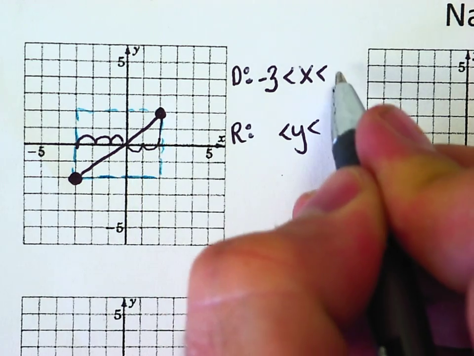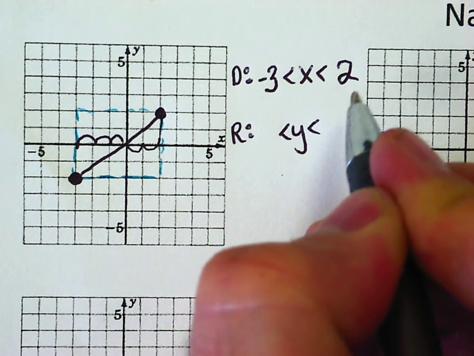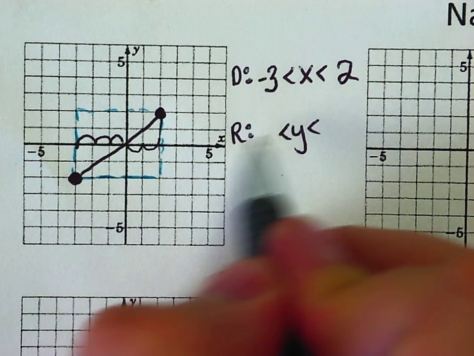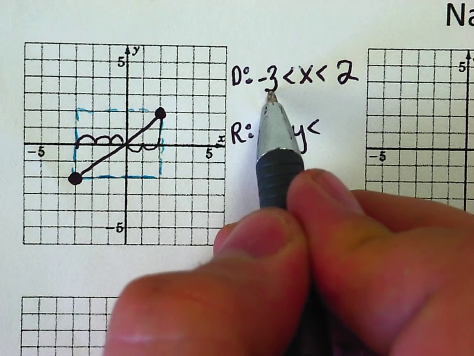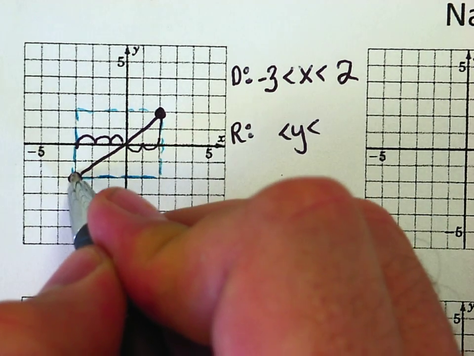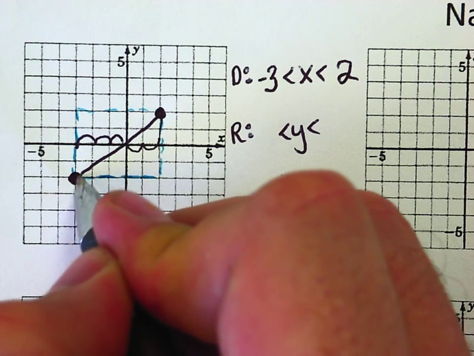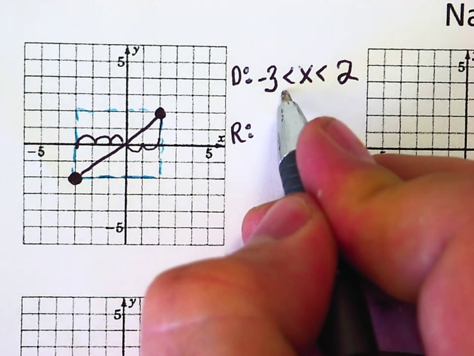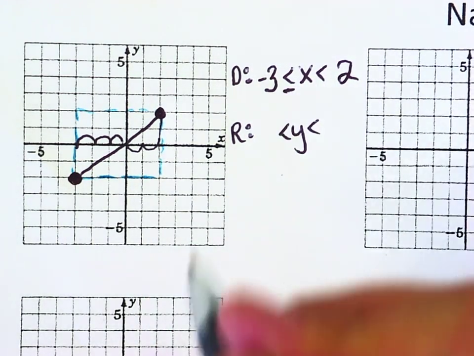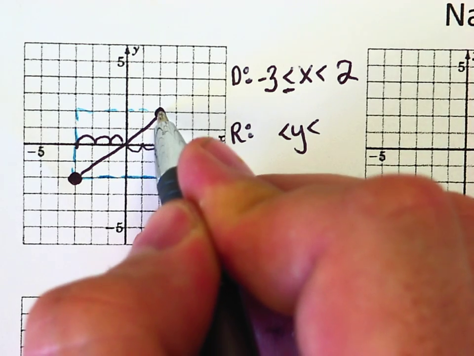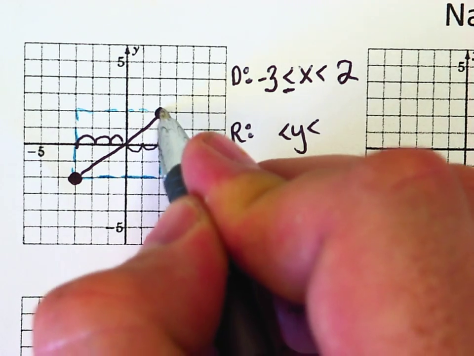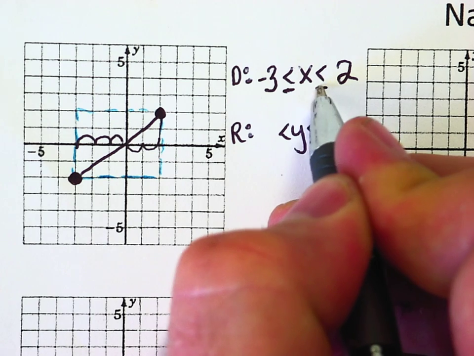1, 2. All right? And then the next thing I ask myself is, can x be equal to -3? And the way I know that is that it's a closed circle. It's a shaded in circle. So I say yes, it can be equal to it. All right? Then can x be equal to +2? Well, that's also a shaded in circle, so yes.